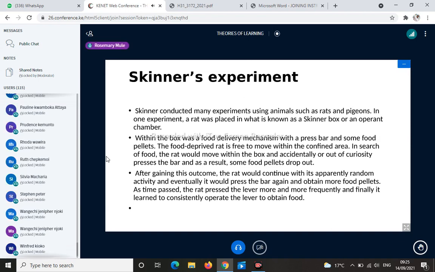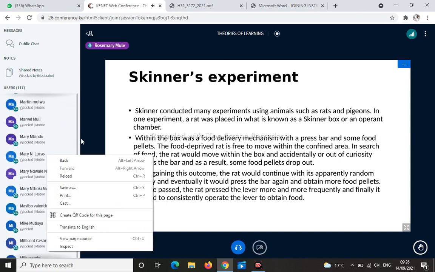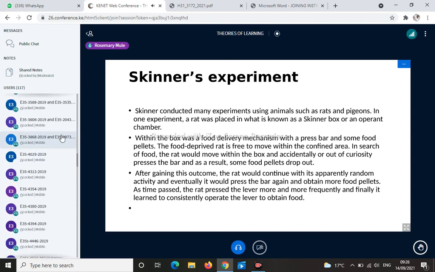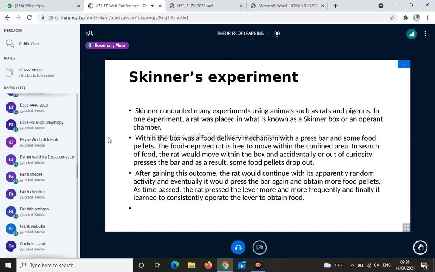So as the rat moves within the box, accidentally or out of curiosity, it presses the bar, and once it presses that bar, as a result, some food pellets drop out. So after gaining this outcome, the rat would continue with its apparently random activity and eventually it would press the bar again and obtain some food pellets.